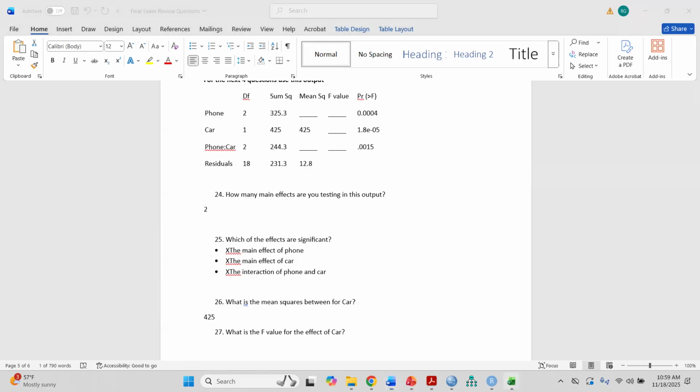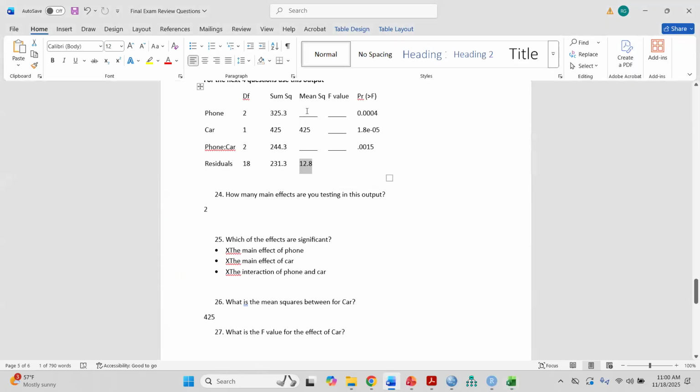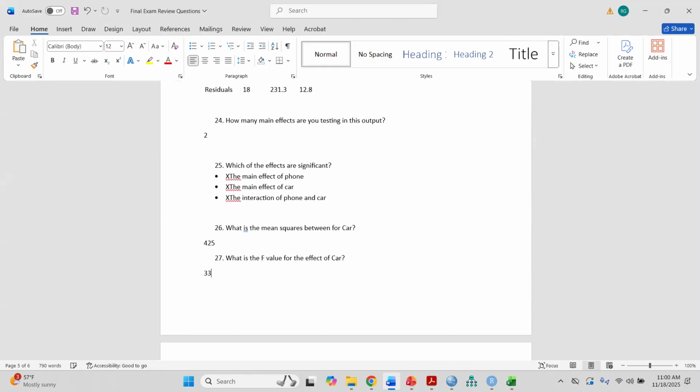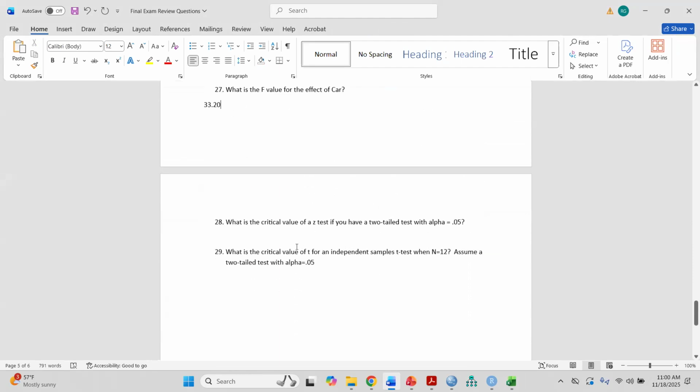And again, where did I get this from? The F ratio or F value, you take the between groups variance, which is also called mean squares between, divided by the within groups variance, which is also called mean squares within. So mean squares between divided by mean squares within. There we go. I got 33.20 is the F value. Okay.